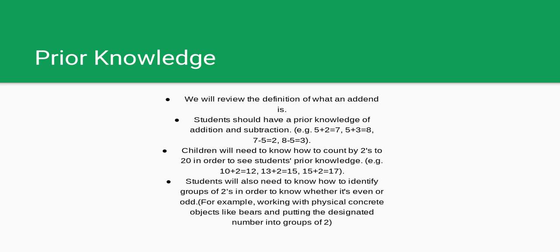Prior knowledge. We will review the definition of what an add-in is. Students should have a prior knowledge of addition and subtraction. For example, 5 plus 2, which equals 7, 5 plus 3, which equals 8, 7 minus 5 equals 2, and 8 minus 5 equals 3. Children will need to know how to count by twos to 20 in order to see students' prior knowledge.